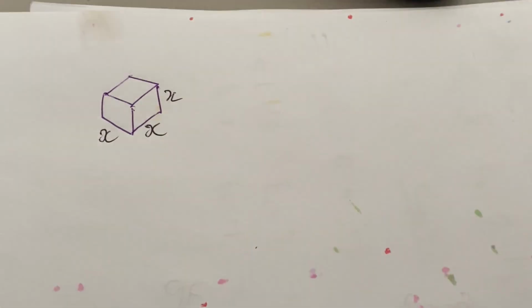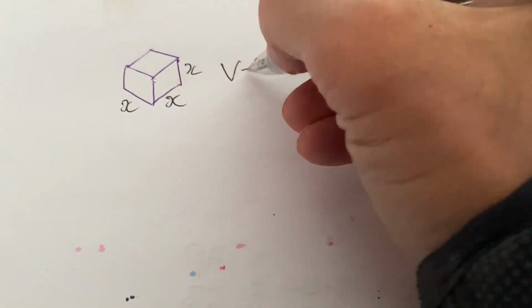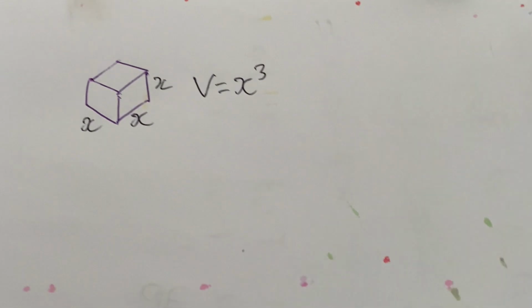To do this, I like to draw out a cube. It makes me feel comfortable drawing out my cube. I know where I'm at then. And it says it's all x, and that's what the volume is, so V equals x cubed.